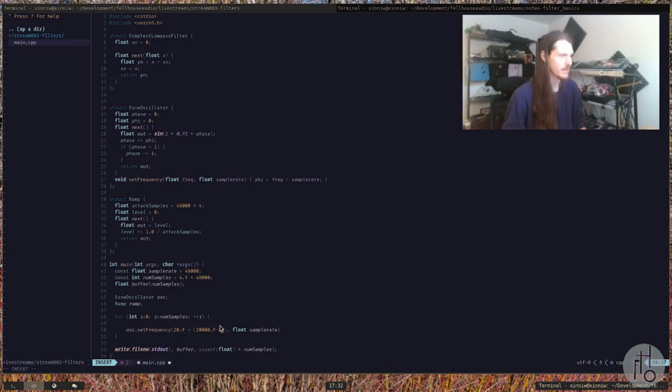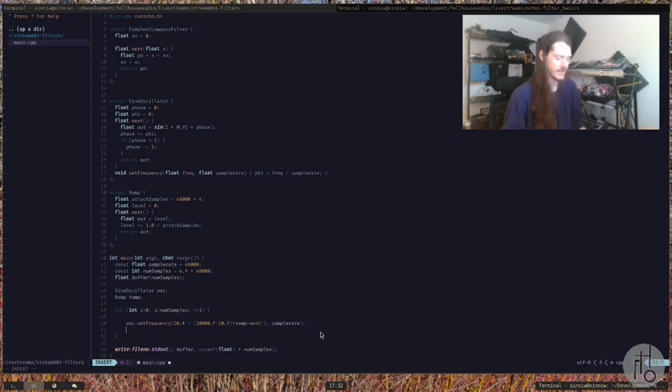Make these floating point numbers. I'm just setting up the range here. Ramp.next. All right, so this is just going to sweep the frequency using this ramp from 20 hertz to 20 kilohertz. And then we're going to say buffer of I is equal to osc.next.